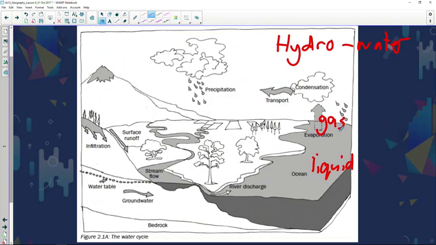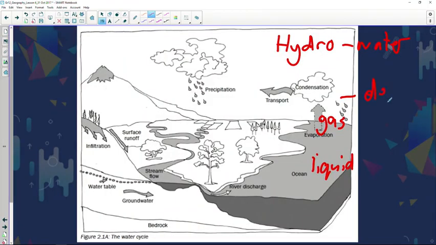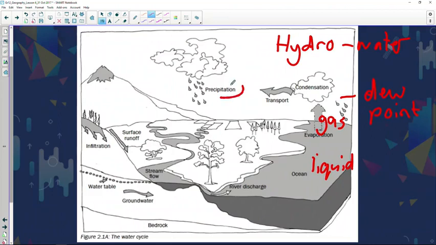As it moves higher in the atmosphere, what happens to that gas? It reaches dew point temperature. And what happens at dew point temperature? Condensation. Now condensation takes place, that gas turns back into water droplets. And eventually when these clouds are heavy enough, what's going to happen? We experience precipitation: rain, hail or snow.